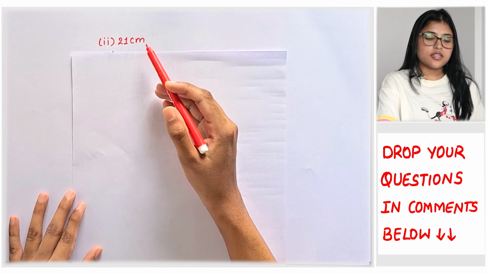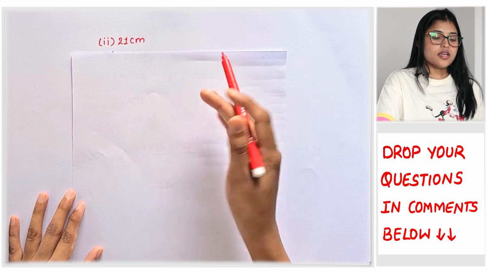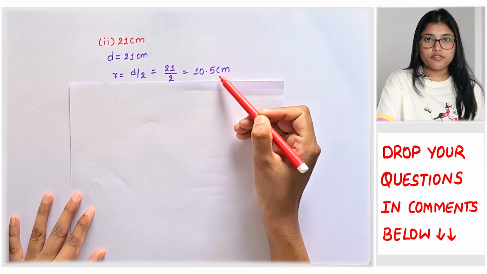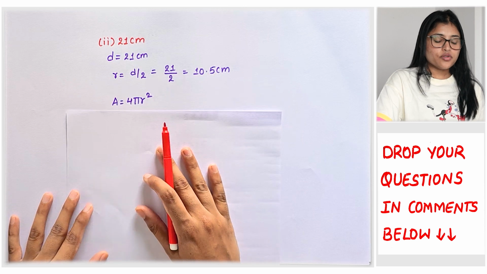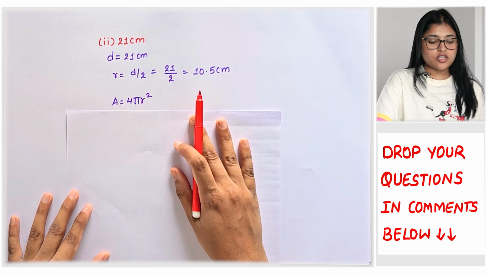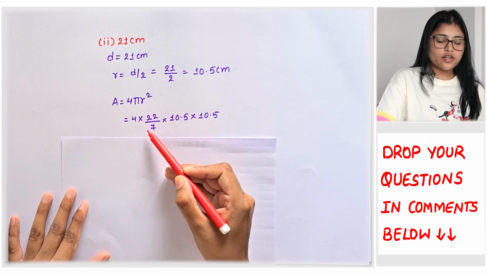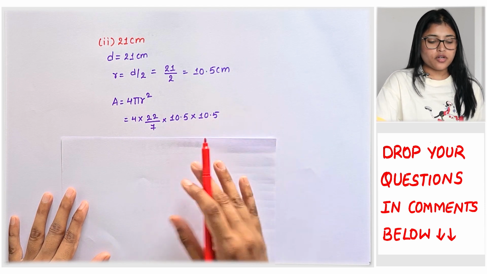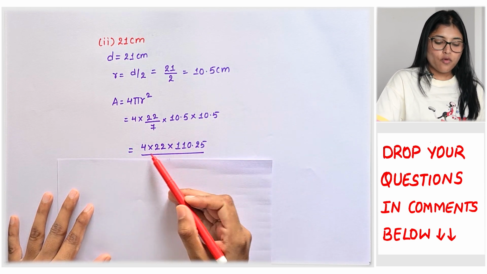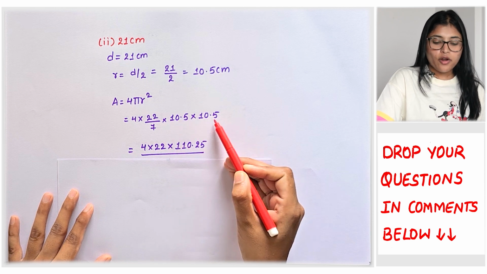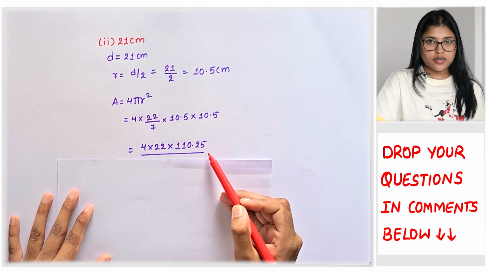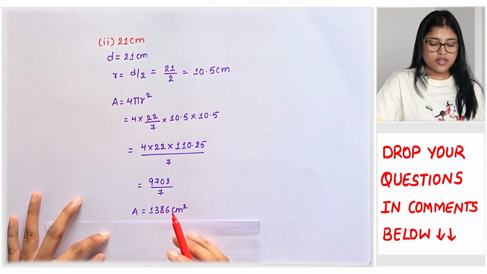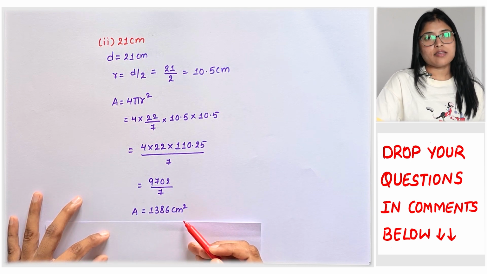The second diameter is given as 21 centimeters, and now finding the radius, 21 by 2 will give me 10.5 centimeters. Substituting it in A equals 4 pi r square, I can write 4 into 22 by 7 into 10.5 into 10.5, which I can write as 4 into 22 into 10.5 into 10.5 becomes 110.25 by 7, which is 9702 by 7, which is 1386 centimeter square.